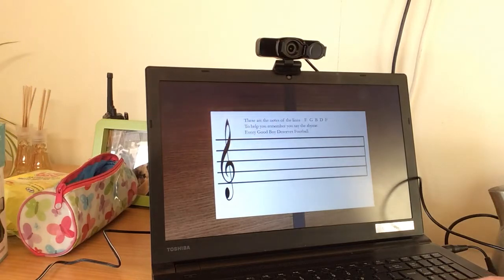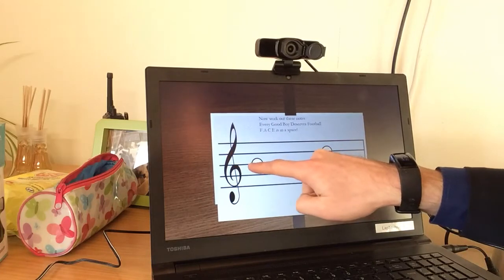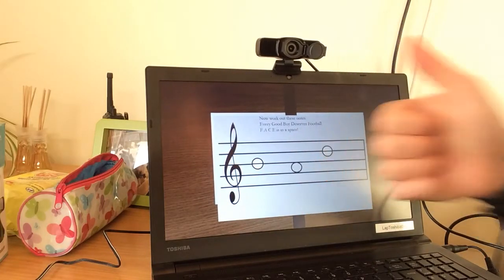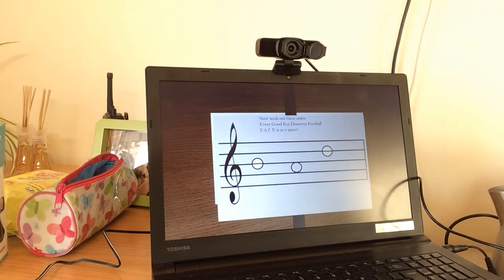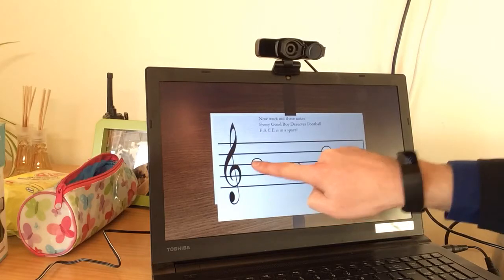So, here is the computer version of what I've just shown you. So, Every Good Boy Deserves Football. And those are the 5 lines. And then FACE is in the space. So we have to make that decision. Now the 2 rhymes are up here in case you forget them. So the first decision, is there a line in the middle of the note? Yes. So we're going to use Every Good Boy Deserves Football. So we start at the bottom. Every Good Boy. So that is in the B space.